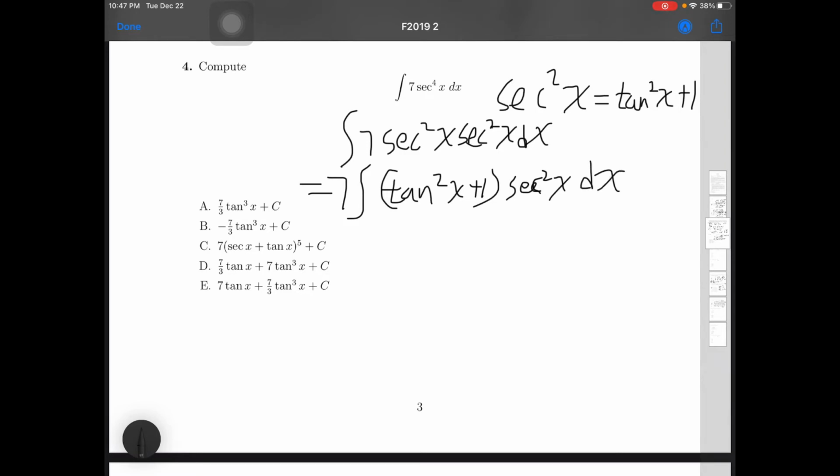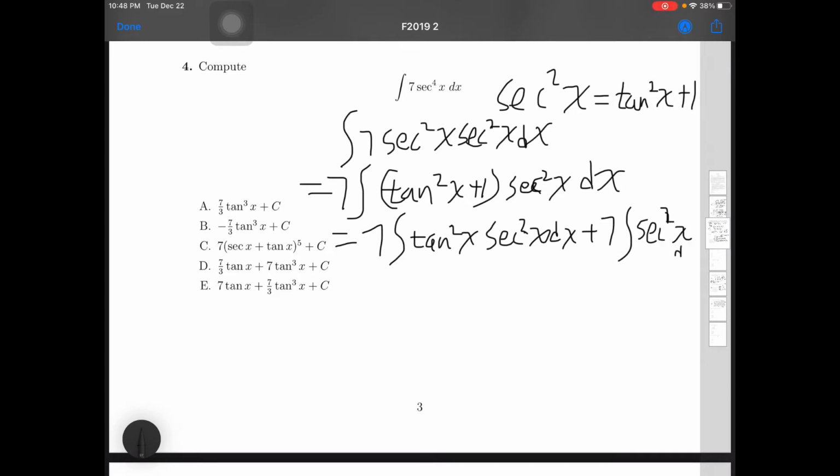dx. And then I will distribute the tangent squared plus 1. So then into 2 integrals. First integral will have tangent squared secant squared dx. And the second will be only the secant squared dx.